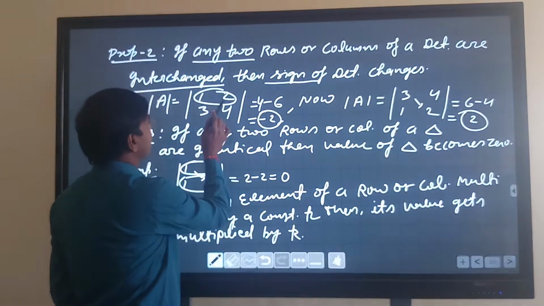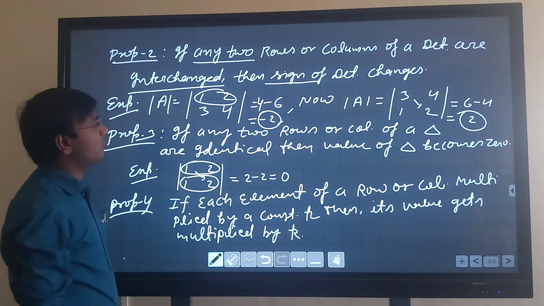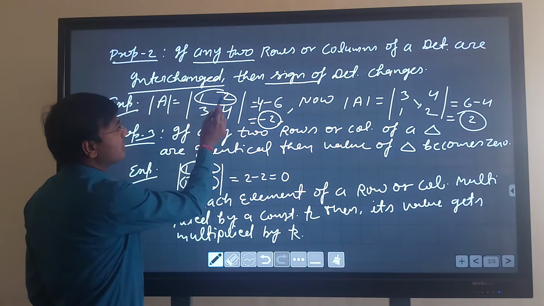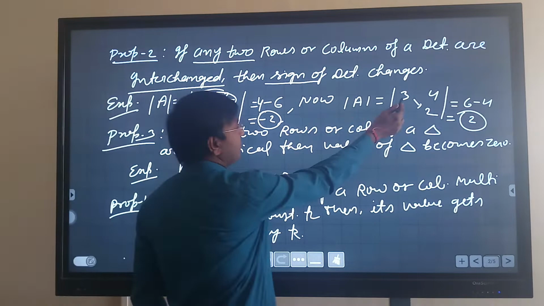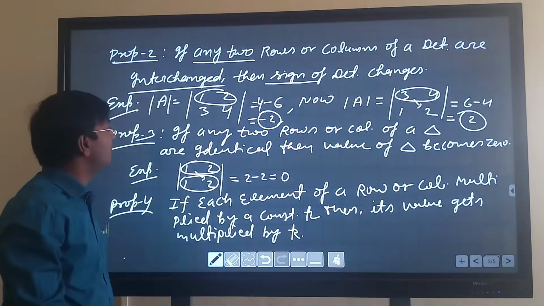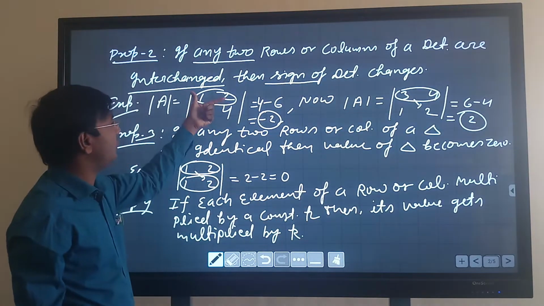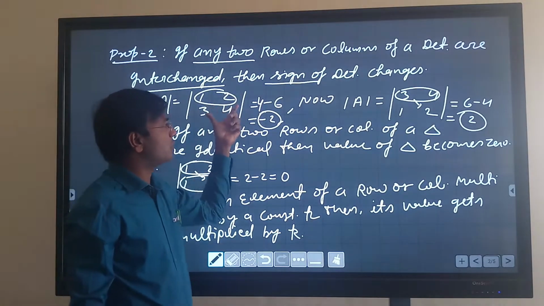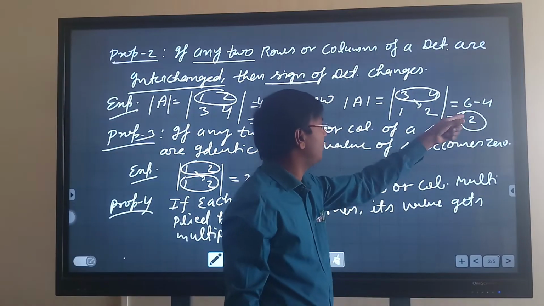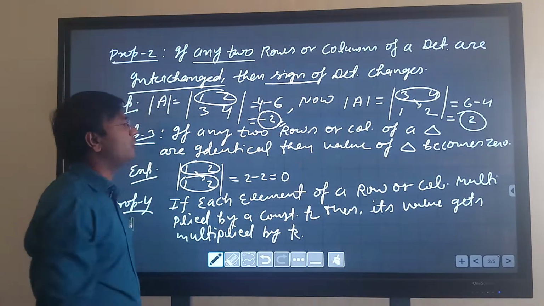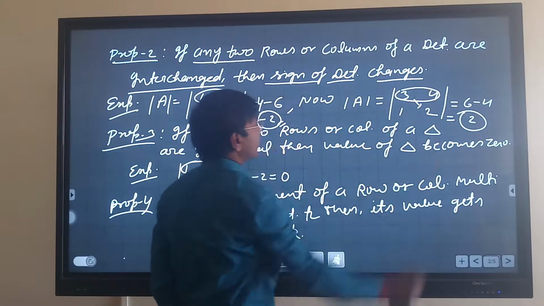Now for any two rows or any two columns, this is row first and this is row second. What we have done is take 3 4 as row 1, and interchange it with the second row, and the first row is interchanged with the second row. Let's see the values. After simplifying we get the value 2, and here we had minus 2. So the property says the sign of the determinant changes.